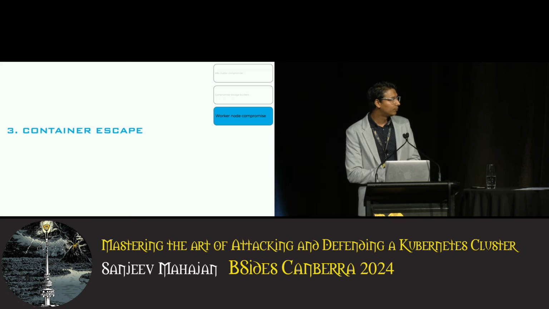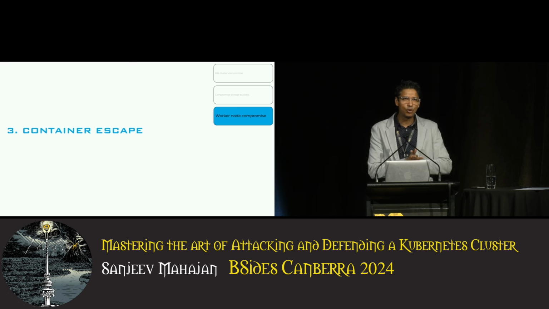All right, moving to the next attack. I can go on and on, but due to time constraints, I'll only be talking about 3 attack chains in detail, though I have many more to discuss. I'm more than happy to talk in the hallway about the other attack chains. But for now, the third attack chain we'll be talking about is container escape.